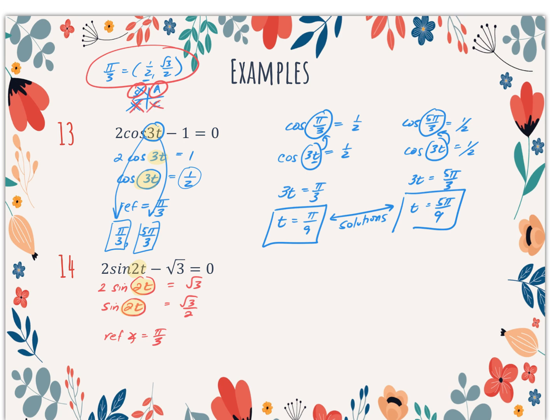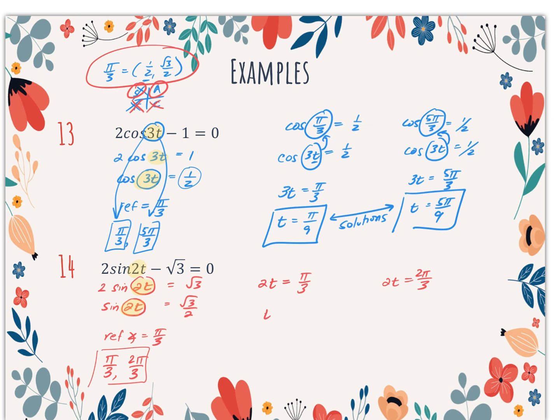So in quadrants 1 and 2, I know my value in quadrant 1, the angle is the reference angle, and in quadrant 2, it's pi minus the reference angle, so it'll be 2 pi over 3. So I know that these are the two angles that have a sine of radical 3 over 2. Now, that means that 2t has to equal pi over 3, that angle, and 2t has to equal the angle 2 pi over 3.